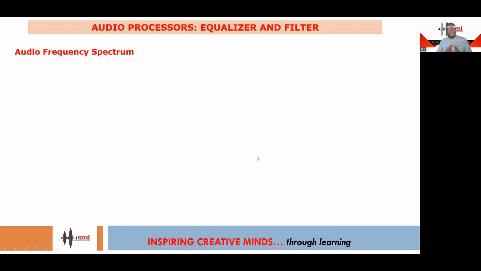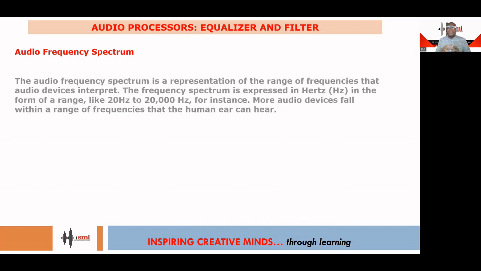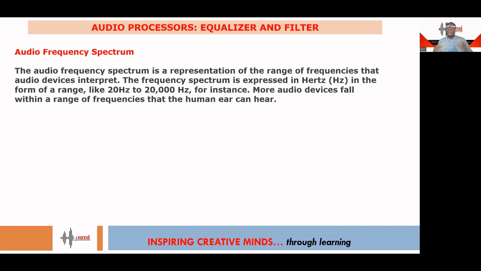The other one is the audio frequency spectrum. It's called the band of frequencies. The audio frequency spectrum is a representation of a range of frequencies that audio devices interpret. We talked about frequency response the other time. That is what we mean now. The frequency spectrum is expressed in hertz in the form of a range, like 20 to 20,000 hertz, or 20 hertz to 20 kHz, for instance.